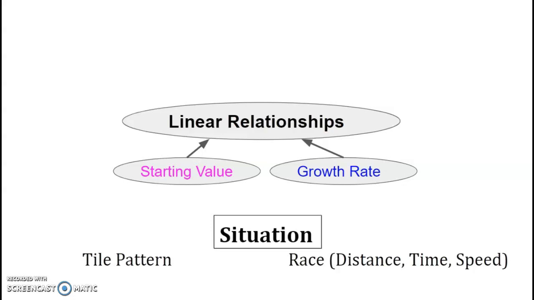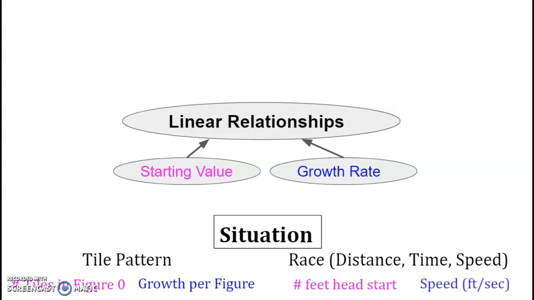Where did he start? Again, the tile pattern has the number of tiles in figure 0 as the starting value and growth per figure as the growth rate. For the race, it's the number of feet of head start, and the slope is speed in feet per second, meters per second, meters per minute, or whatever the unit is.